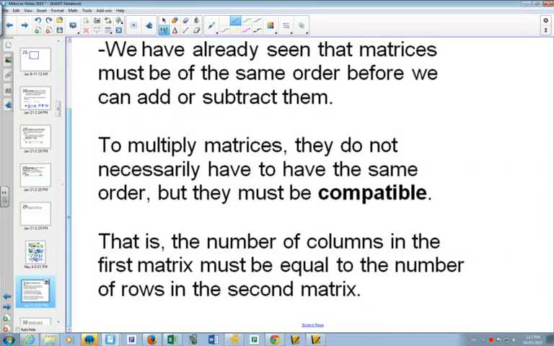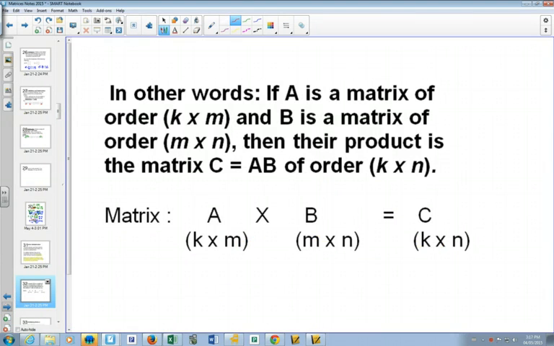So in order for the matrix multiplication to actually work, the number of columns in that first matrix must be equal to the number of rows in the second matrix. So when we're putting them together, we're really looking at, when we write the orders underneath, do the numbers match up?